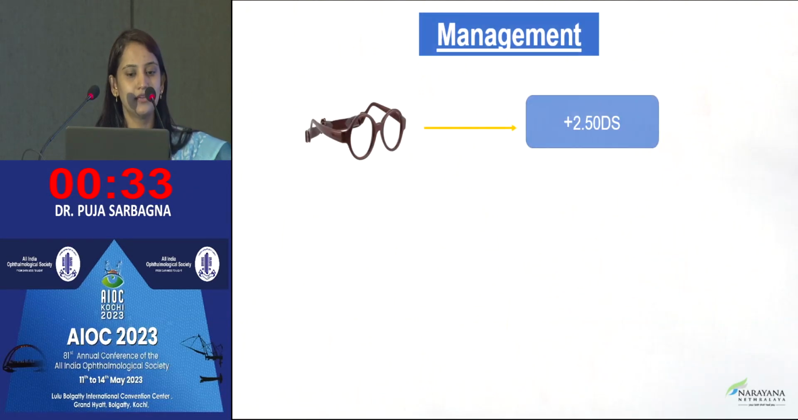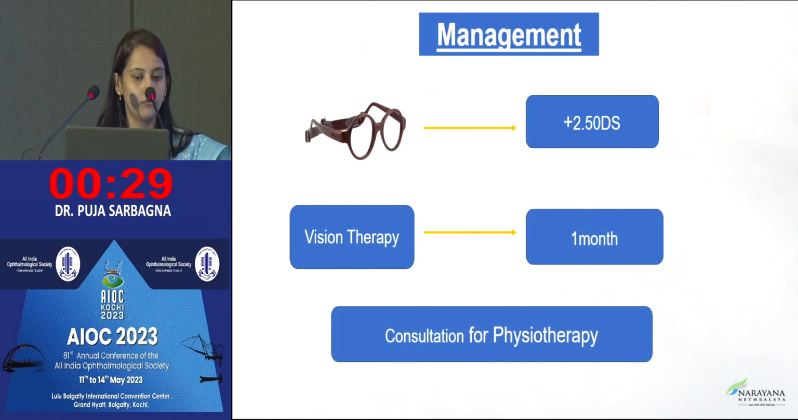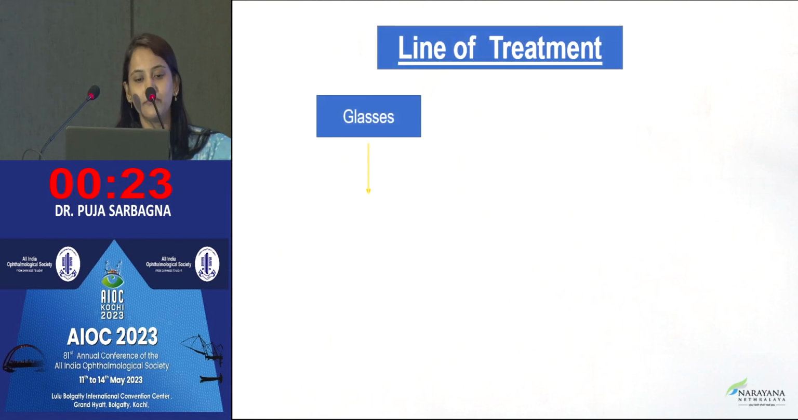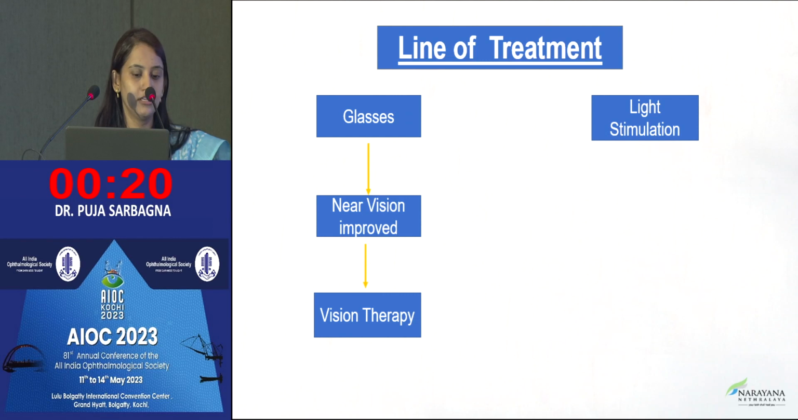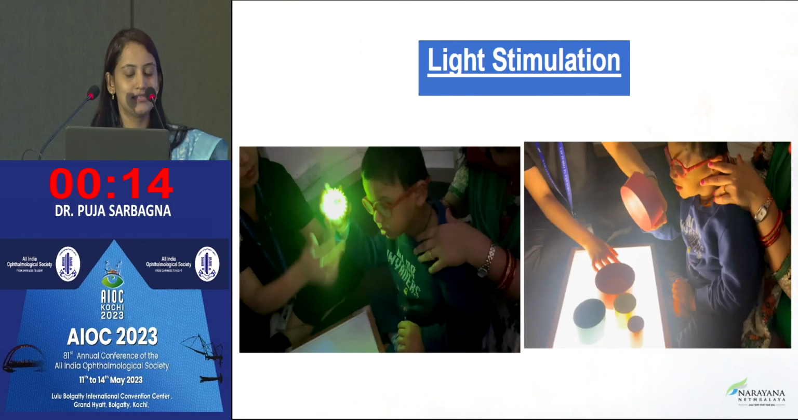What management we had done: we gave glasses, we started vision therapy for 1 month, and we asked them to do a physio consultation. The line of treatment was giving glasses, and to improve near vision we started vision therapy and light stimulation exercises. In the light stimulation exercises, we started with light box stimulation and the light ball.